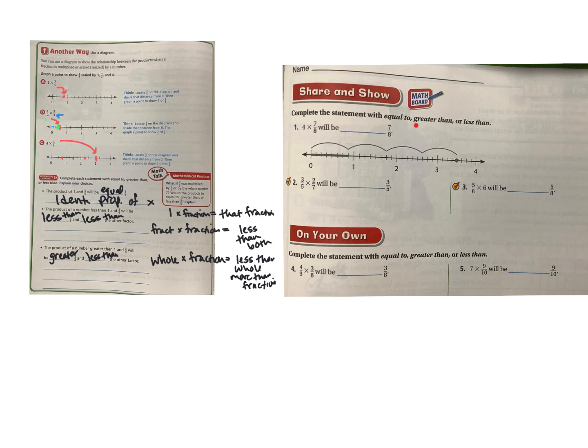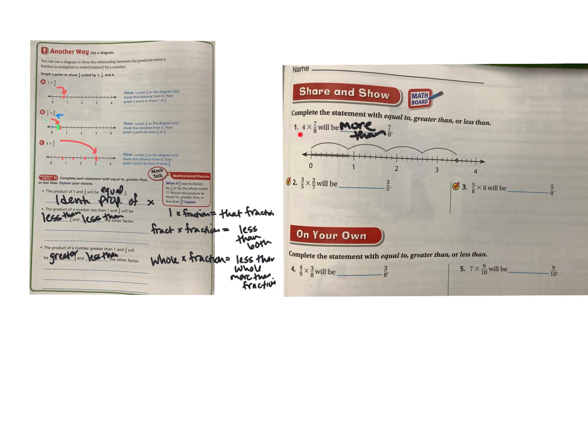Complete the statement with equal to, greater than, or less than. 4 times 7/8 will be what in comparison to 7/8? This was the whole number times the fraction. Our product is going to be less than the whole number. It will be less than 4, but it will be more than the fraction. It's going to be more than 7/8. And we can put more than here, but let's take that visual just to make sure that that is in fact what we get, and make sure our brains are seeing this completely.